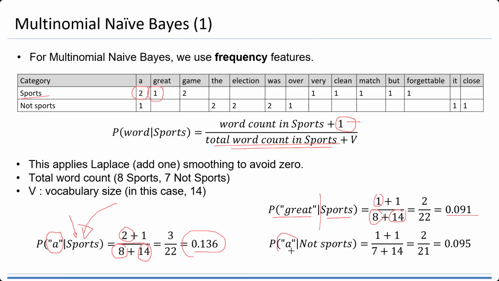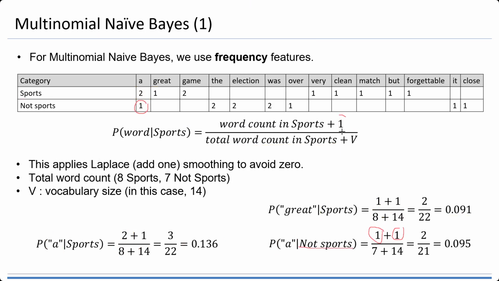What about the probability of "a" in not sports? We have 1 plus 1, because of the Laplace formula, and then divided by 7. 7 is the total word count in not sports. For not sports we have only 7, plus 14, which is the total vocabulary size. Then we have this value.